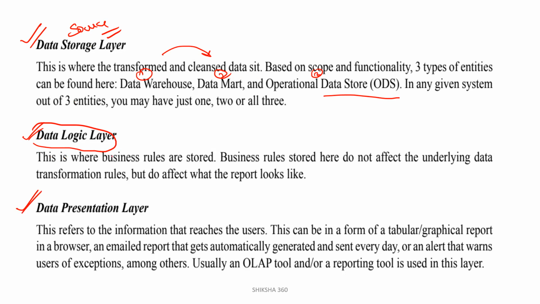So data logic layer. This is where the business rules are to be stored. So business rules stored here do not affect the underlying data transformation rules, but do affect what the report looks like. Clear?